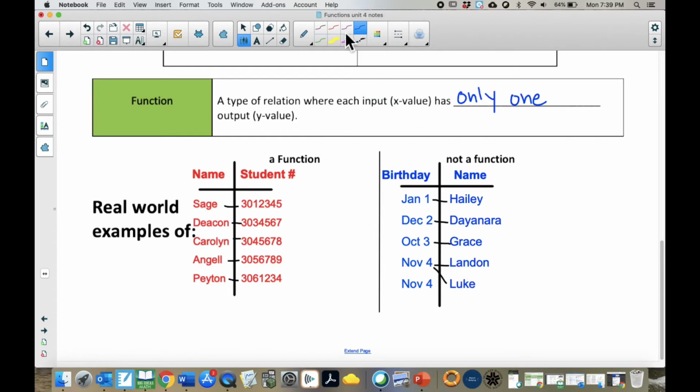Think of some other ideas. What are some other ones that could be a function? Well, for one, we could also swap this and say student number has only one person that goes with it. I was about to say phone number, but it's possible you and your parents share a phone number. So if you and your parents share a phone number, then that would not be a function. But if you have your own phone, that would be a function. So anything that is unique to that one thing would be a function. Anything that could possibly double up in some way would not be a function.